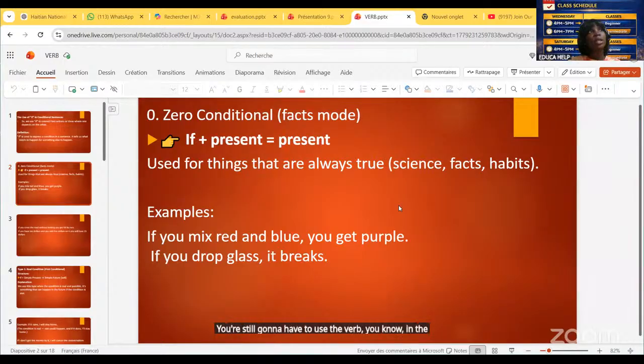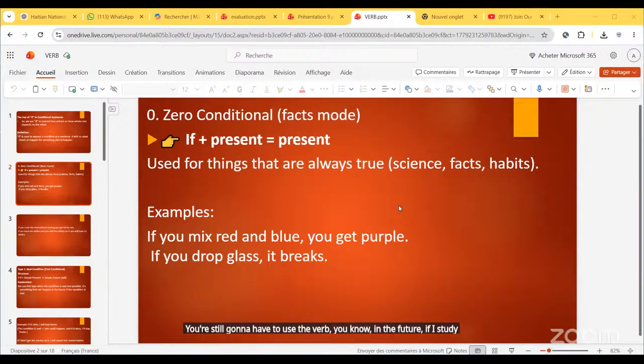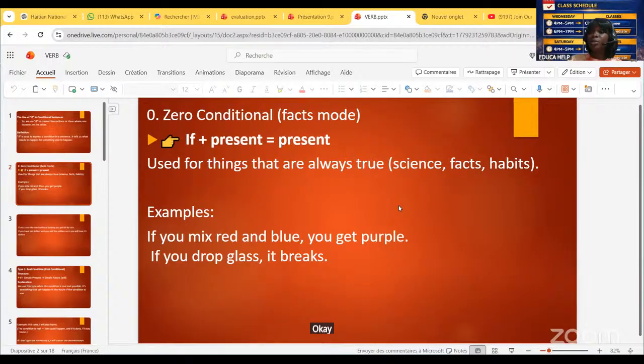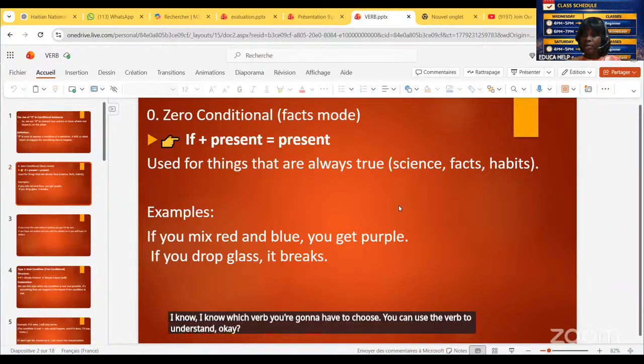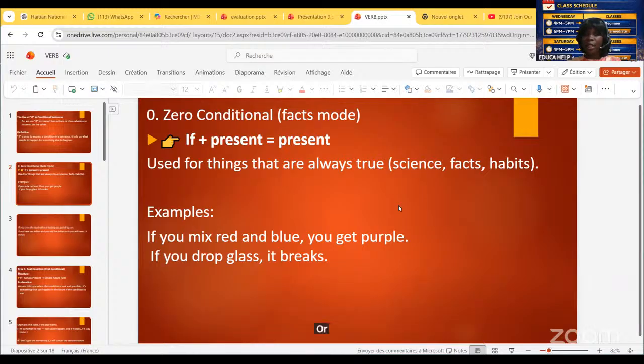If I study, okay. I know which verb you're going to have to choose. You can use the verb to understand, okay? If I study, or if I follow what the teacher is saying, I understand the course better.